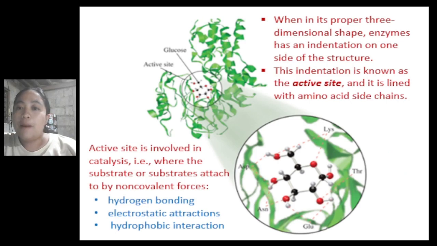When in its proper three-dimensional shape, the enzyme has an indentation on one side of the structure, and this indentation is known as the active site. It is lined with amino acid chains. The active site is involved in catalysis, where the substrate or substrates attach because of non-covalent forces like hydrogen bonding, electrostatic attraction, and hydrophobic interaction, just as in the tertiary structure.